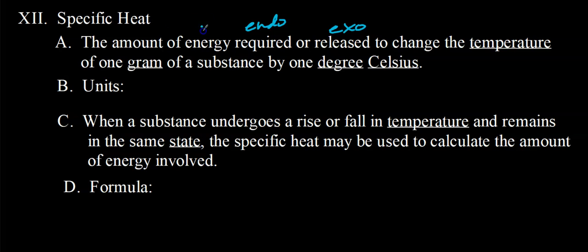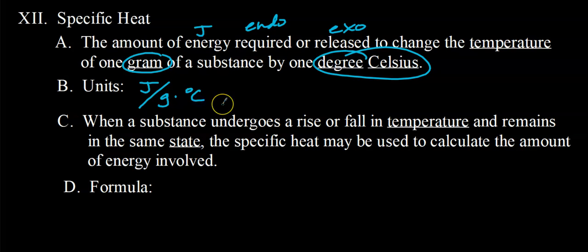So energy is in joules, we have mass in grams, we have temperature in Celsius. The units for specific heat are joules per gram degree Celsius. So as mentioned before, when a substance undergoes a change in temperature, increase or decrease, and remains in the same state, the specific heat may be used to calculate the amount of energy involved. Does anybody remember the equation we use that has specific heat in it? It's this one.